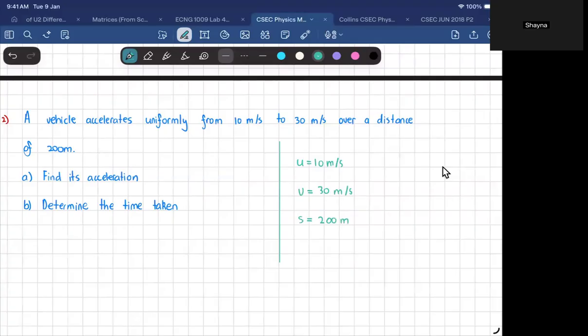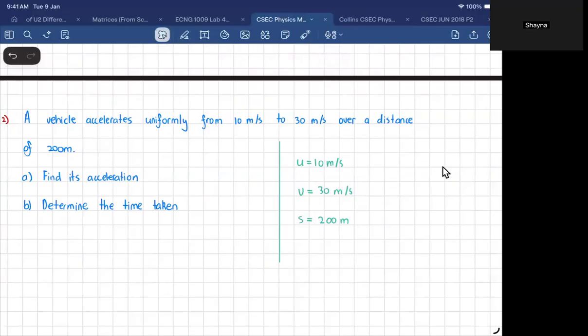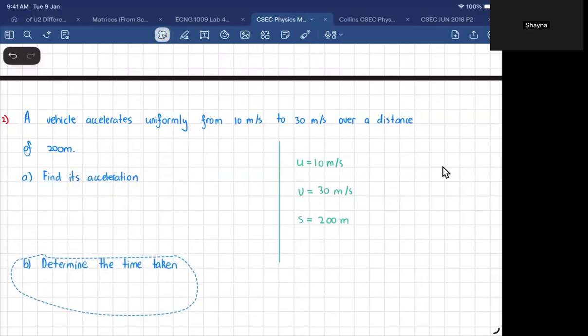Okay, was time given? No, sir. So can we use any formulas with time? No, sir. What formulas will have time in it? Only one. v squared equals u squared plus 2as. Nice. That's it.